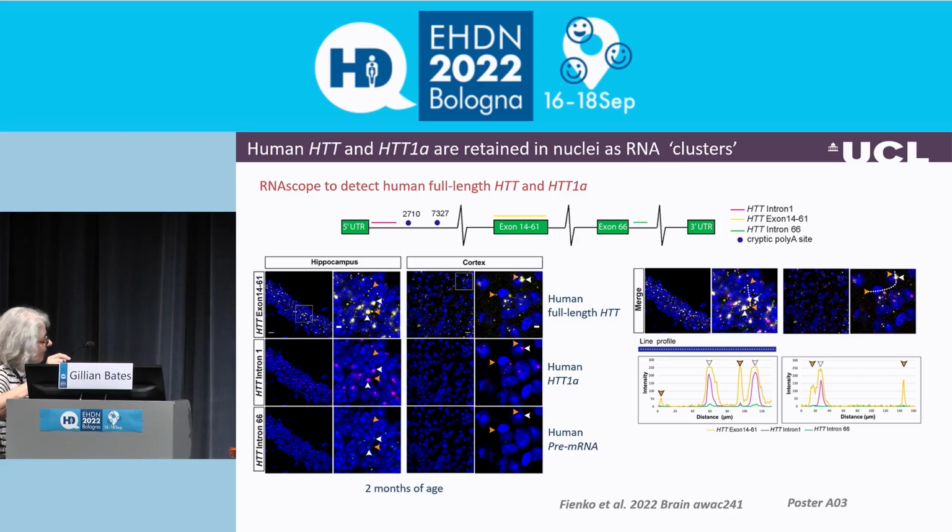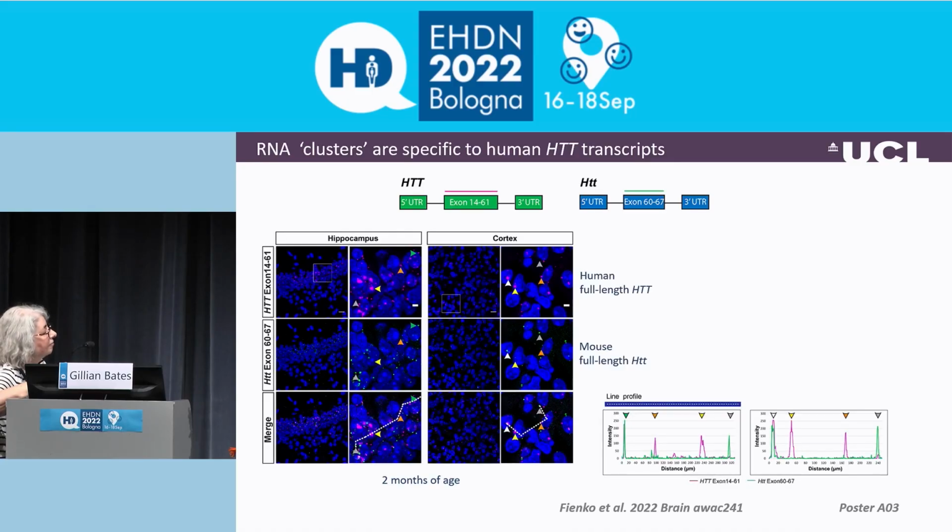So we identified, here showing hippocampus and cortex, but it's throughout the brain, that nuclear RNA clusters contain full-length Huntingtin and Huntingtin 1A in YAC128 mice. When we look at mouse Huntingtin, so this is human Huntingtin, this is mouse Huntingtin, here we see again these large foci in the nuclei. They do not contain mouse Huntingtin, so they don't recruit mouse Huntingtin.